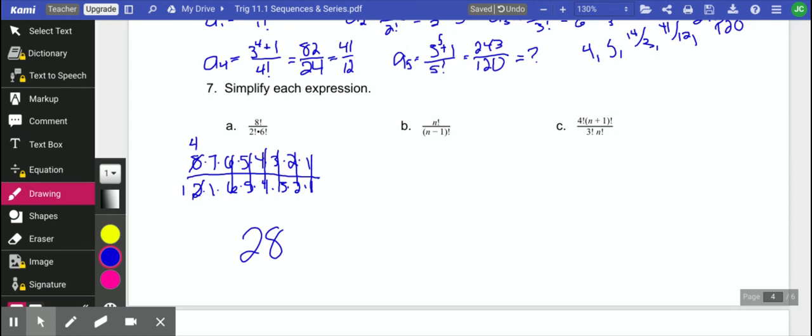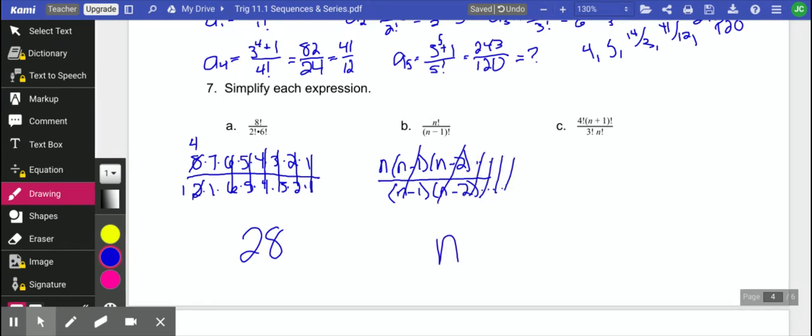All right, n factorial. N factorial is n times n minus 1 times n minus 2, and that's going to keep on going till it gets down to 1. N minus 1 factorial starts with n minus 1, and then n minus 2, and that's going to keep going. And since these are all multiplication, everything cancels except the n. So that's just n.